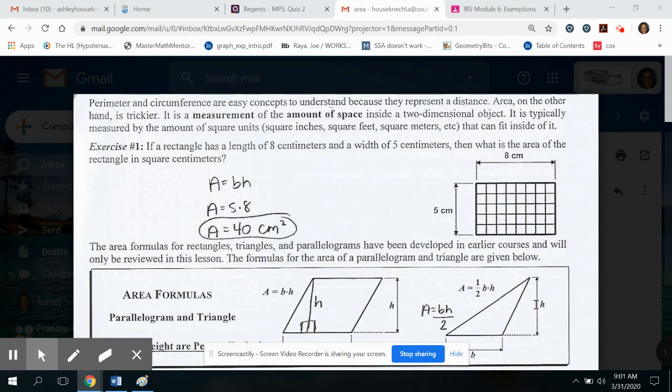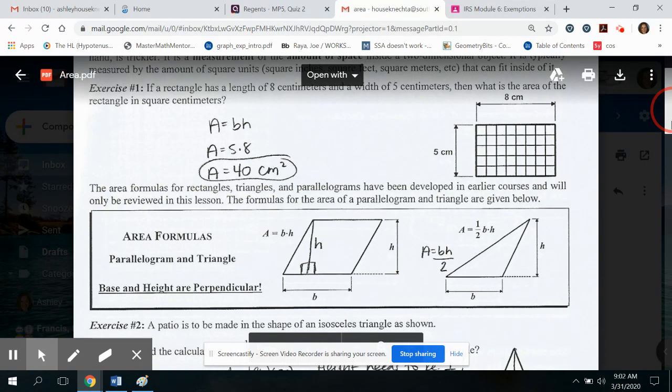The most basic example we can look at is a rectangle or any kind of square. The formula for area is just the base times the height. Area is two-dimensional, so when I multiply those dimensions together, in this case 5 times 8 is 40 centimeters squared. That's typically how we write it.